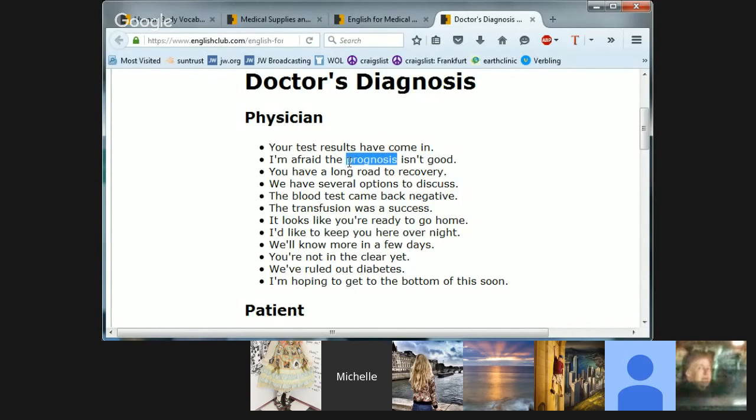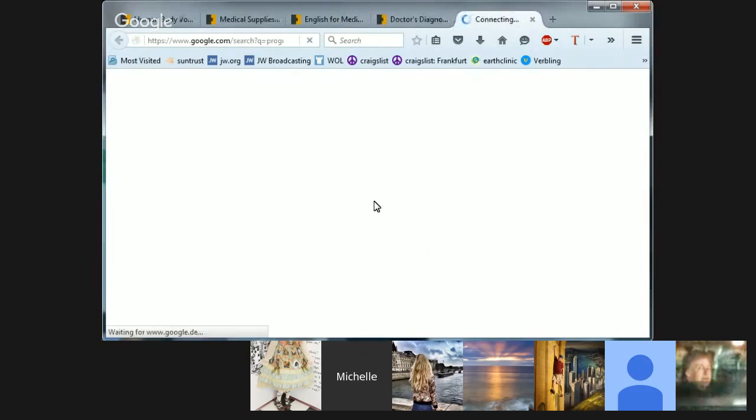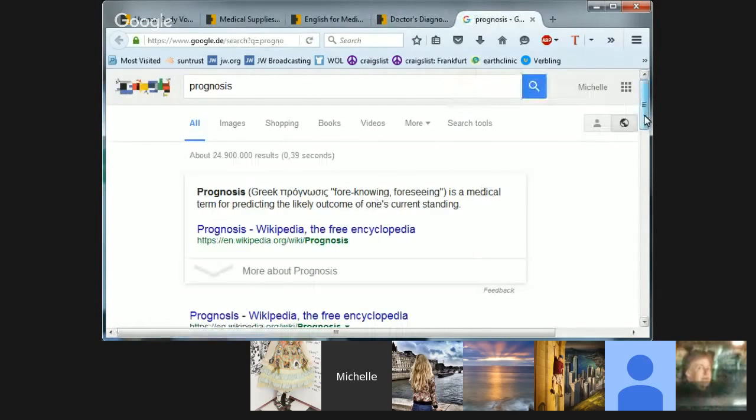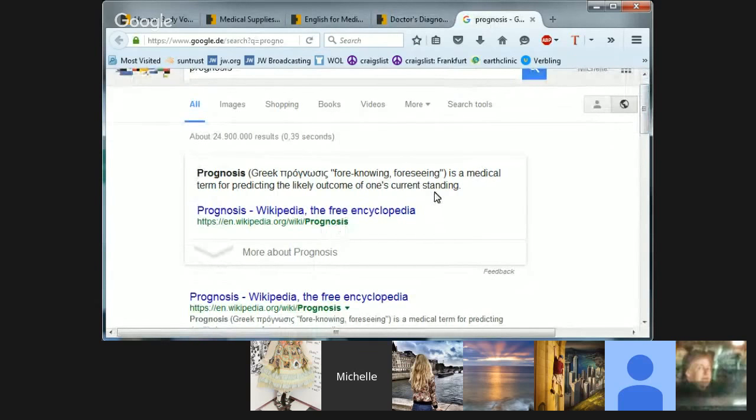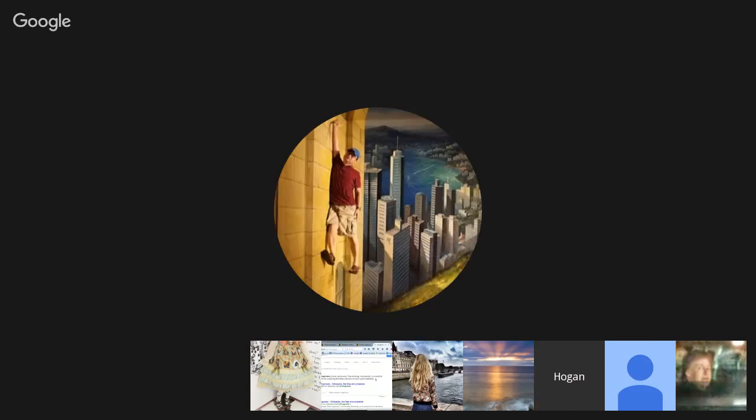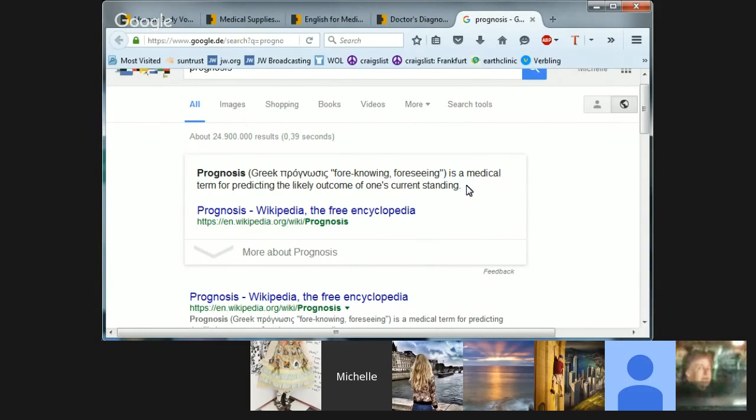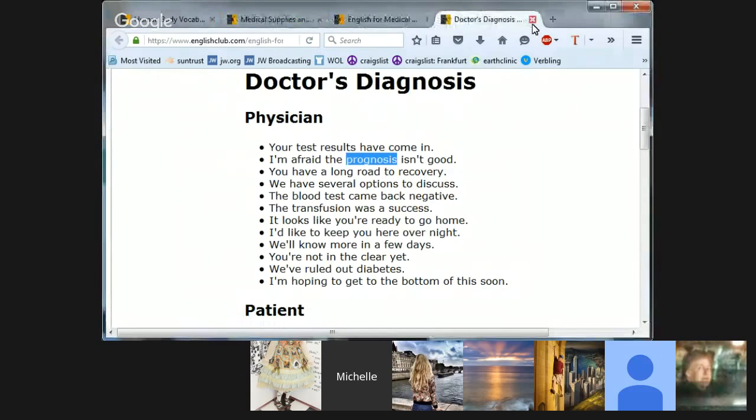Let's read the definition for this one because I had a feeling it might be a new word for a lot of our students. Can you read this here for us? Prognosis is a medical term for predicting the likely outcome of one's current standing. So they're saying, this is what you're going to be experiencing in the near future. If they say you have a good prognosis, then you'll be improving and you'll be fine soon. But if they say the prognosis isn't good, then that's bad news for everyone.